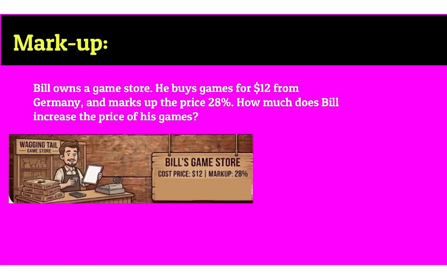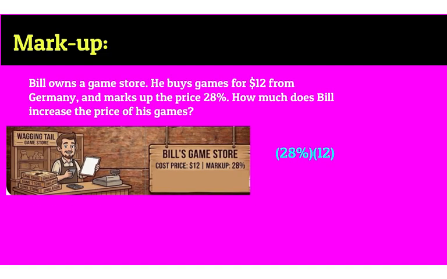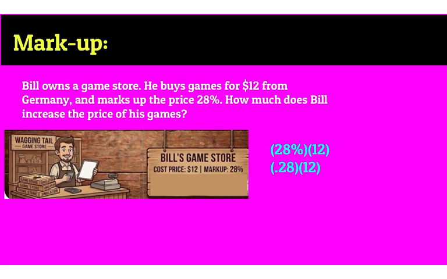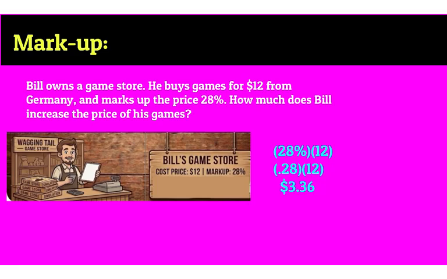Keep that in mind. All right, what if you have a markup where you're an owner of a store and you buy games for $12, but you mark up the price 28%? It's another way of saying take a percent of a number. And all you're going to do is take 28%, times it by the cost, which is $12, and multiply. But of course, you can't multiply yet. You got to make it a decimal first, the percent, and it's 0.28 times 12, and that's going to give me $3.36. So Bill marks up his items $3.36, and that's the profit he's going to make on the sale.